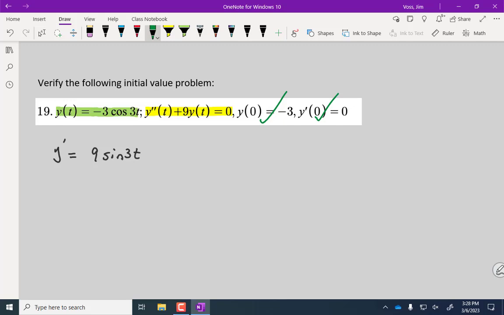Now let's check the function and its derivatives in the actual differential equation. So first let's find y double prime. So y double prime will be 27 cosine of 3t. Let's plug it in. So we're going to have 27 cosine of 3t plus 9 times y.